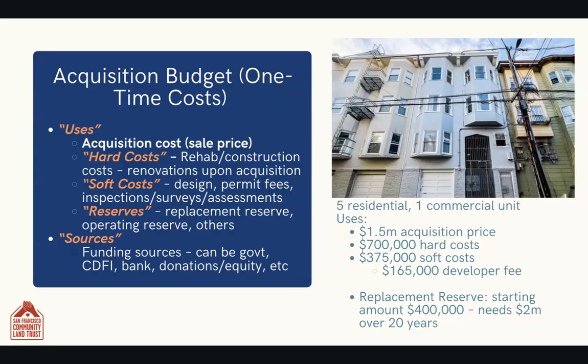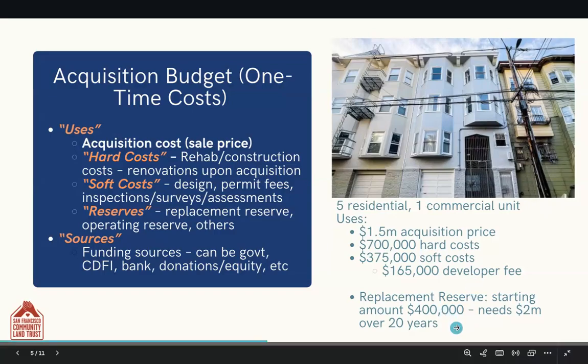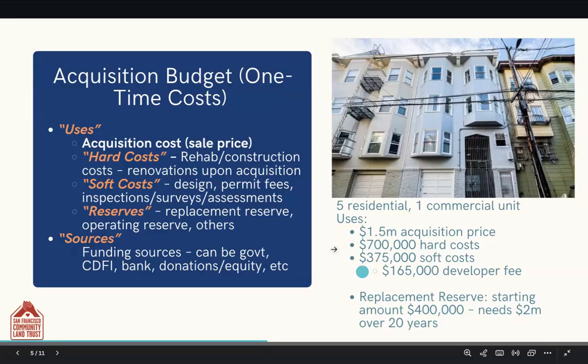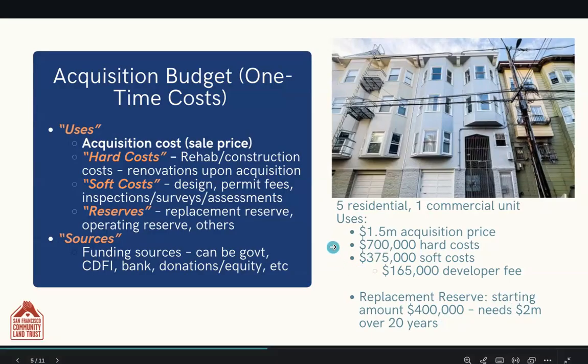So that's $700K. The soft cost, and I'll show examples in a second, is $375K, with 165 of that being the developer's fee, which I'll describe momentarily. And then for the replacement reserve, we were lucky in that we got it quite seriously funded. So it starts at 400,000 because the long-term needs for this building are 2 million. I'll show you an example of how we got to that $2 million number later on.